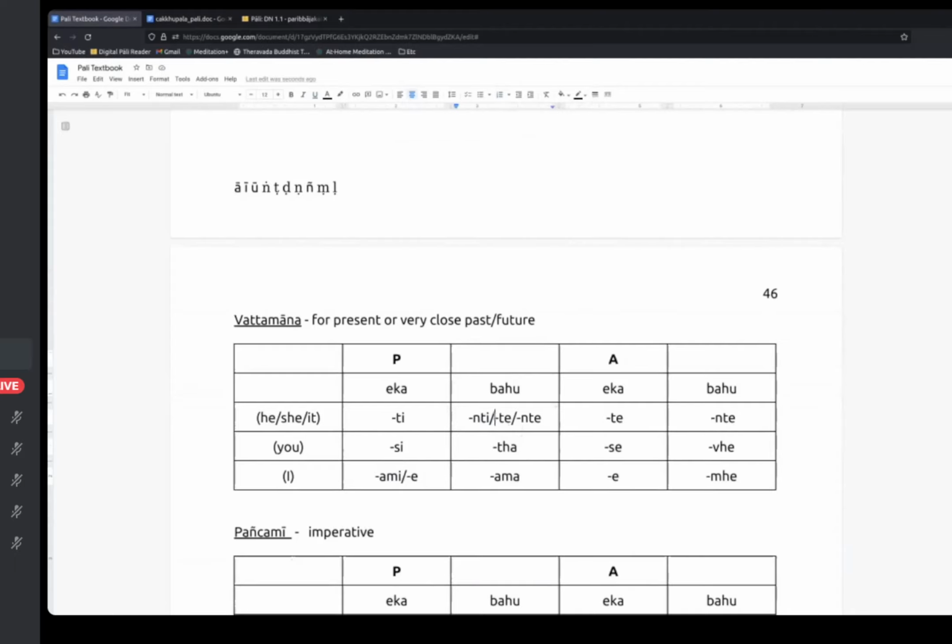These endings, not so much. These endings are more for this one. But okay, so this is parasapada. And then you have another set for atanopada. So you have two sets that you have to learn. These 6 and these 6.